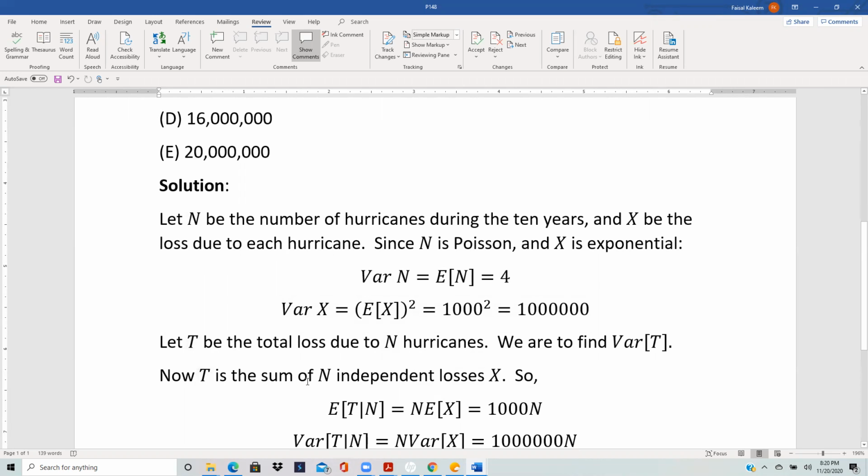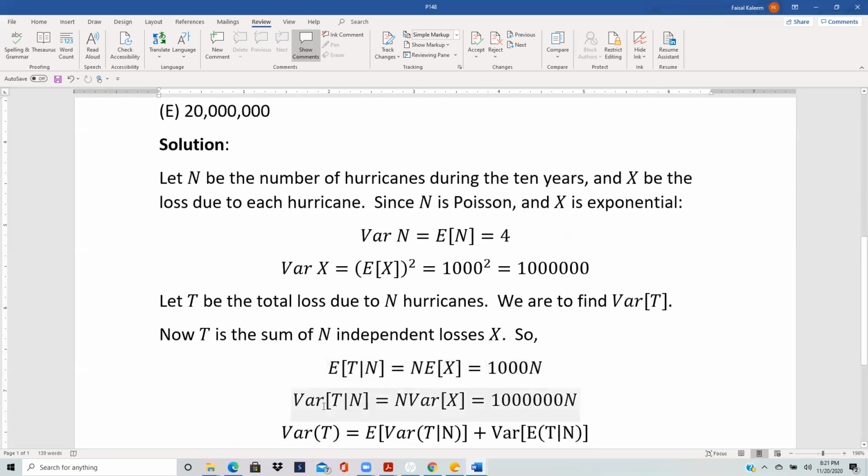Now, t is the sum of n independent losses. So by the central limit theorem, the expected value of t given n losses will be n times the expected value of each loss, so 1,000 times n. The reason I'm writing it as t given n is that previously, when we used the central limit theorem, we were given what n is. Like we were given that there are, say, 60 losses, and then we just do 60 times each loss. Right now we're not given the number of losses as a number. It's just a variable. So therefore we write the expected value of t given n. That's n times each loss, so 1,000 n.